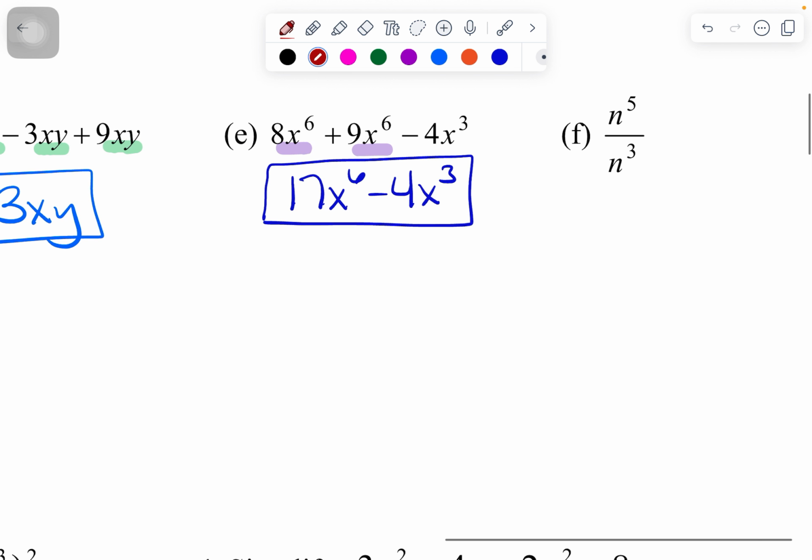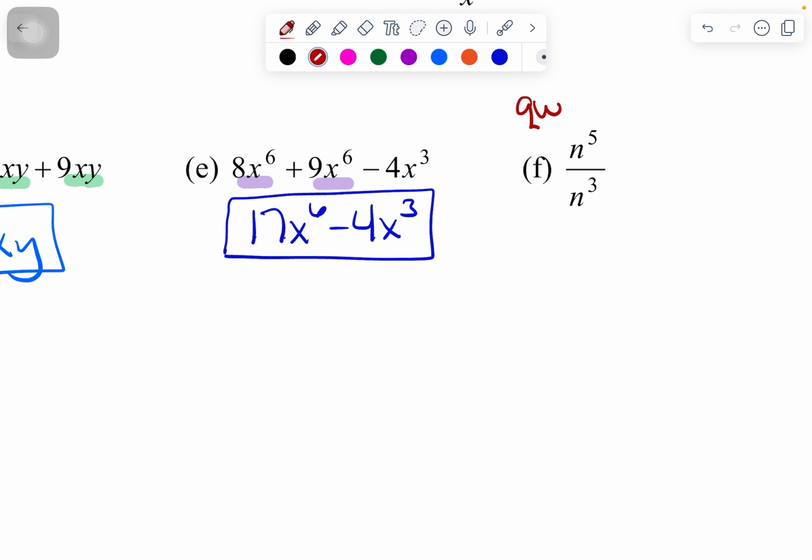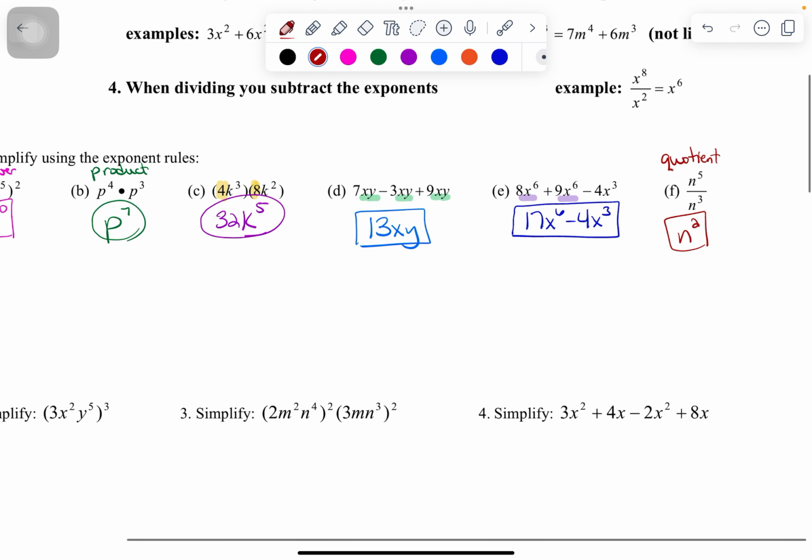And F is kind of hiding off to the side here. So F is quotient rule. And quotient rule deals with your division. So we have a couple terms being divided here, which means we're going to subtract. 5 minus 3 makes 2. Okay. So that's the first line of those problems.